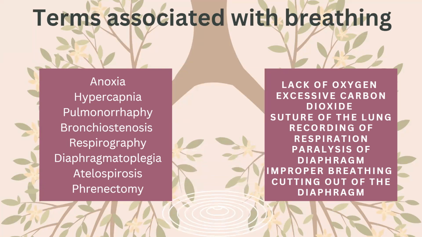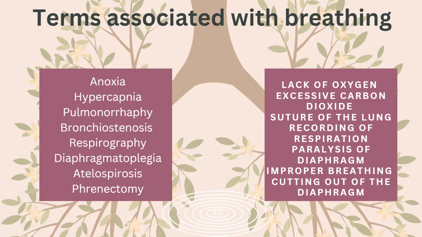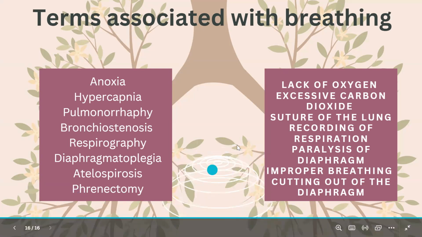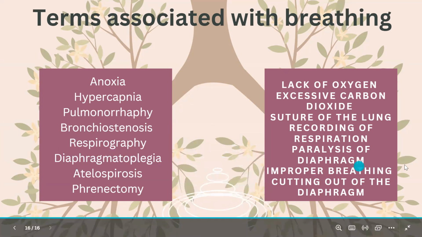And then last one on here, you may not have been able to get, but that's phrenectomy. The phrenic nerve is the nerve that supplies our diaphragm. So this root here, phren, is also going to refer to our diaphragm. So phrenectomy is cutting out of the diaphragm, but diaphragmato is what you would see on a test.